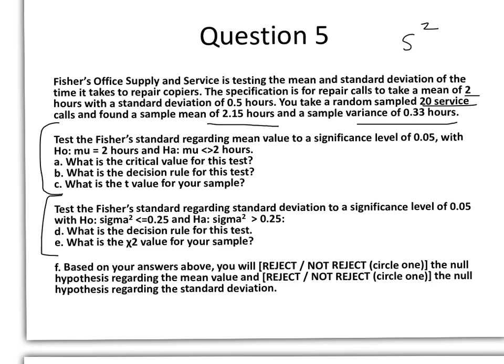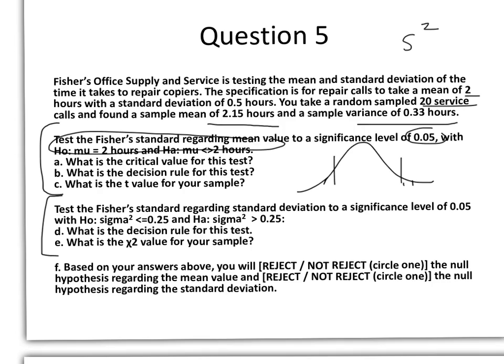Our sample from the 20 that we took yielded a result of 2.15 hours with a variance of 0.33 hours. Okay, so we want to test with a significance level of 0.05. Here we have mu equals 2 hours, and mu does not equal 2 hours for our hypothesis statements. So it's a two-tail test, so we're going to have two rejection regions. So we're going to get two values for the critical value, a positive and a negative value.